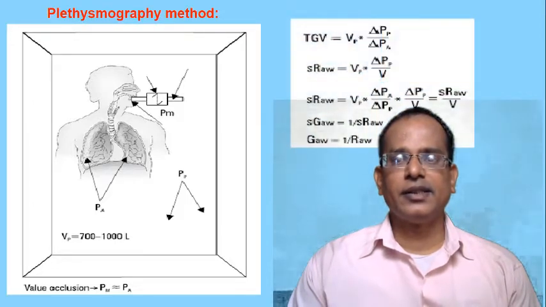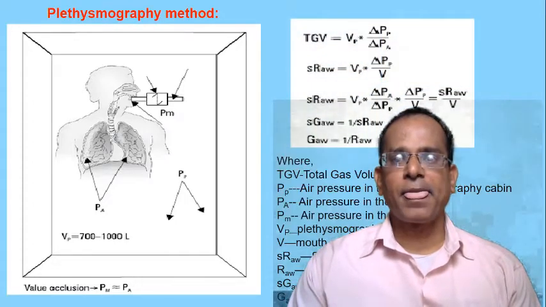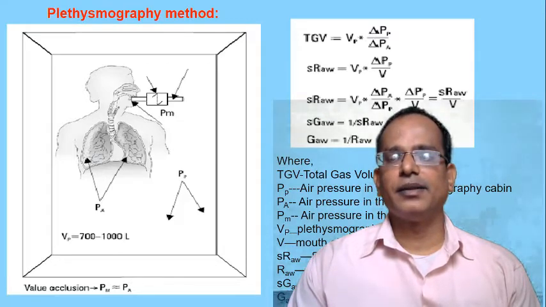Here, the total gas volume is calculated. The formula is TGV equals Vp multiplied by Pp divided by PA, that is, the partial pressure in the chamber divided by the alveolar pressure.